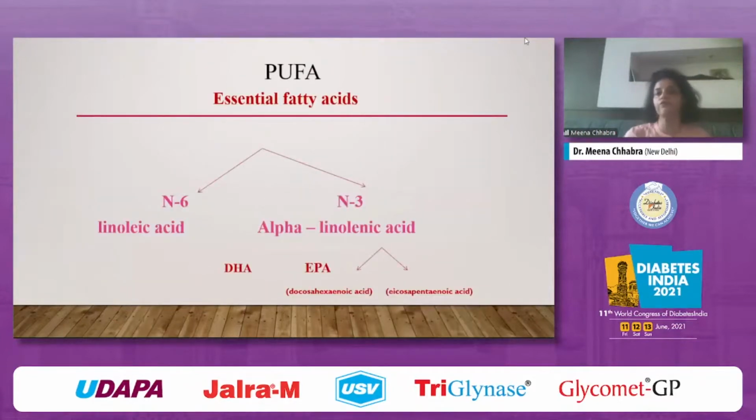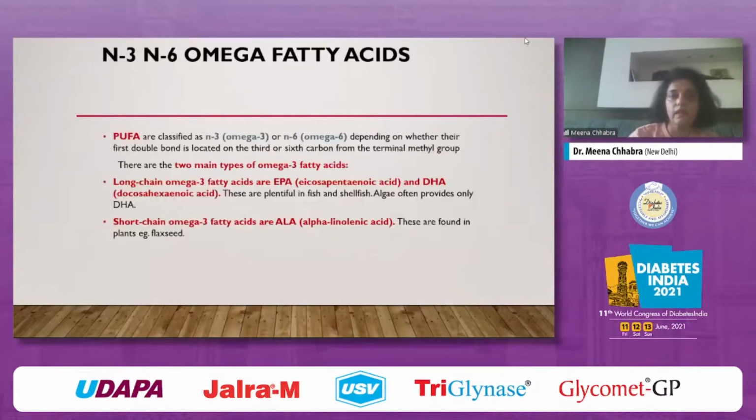Now, talking about PUFA, they are essential fatty acids, essential because our bodies cannot manufacture them and we need them from dietary sources. Now, linoleic acid is the omega-6 fatty acid, and alpha linolenic acid, or ALA, is the omega-3 fatty acid, which is converted to DHA and EPA, which is eicosapentaenoic acid and docosahexaenoic acid. So, PUFA are classified either as omega-3 or omega-6, depending on whether the first double bond is located on the 3rd or the 6th carbon from the terminal methyl group.